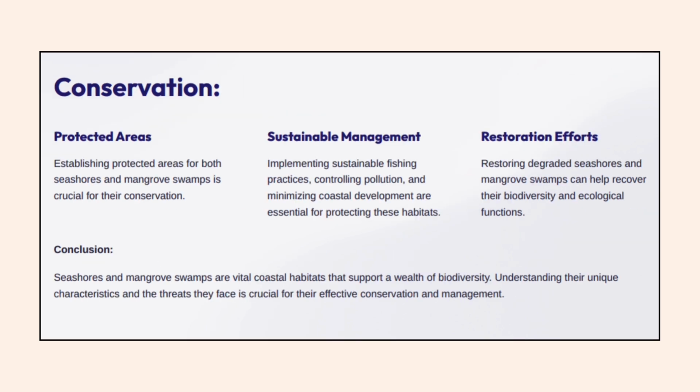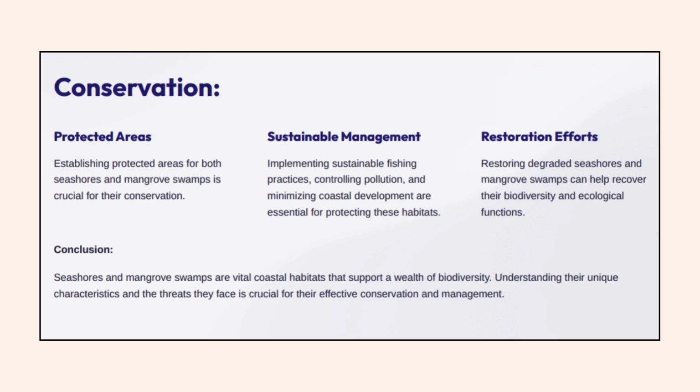Alright, so how do we conserve these habitats? Of course, protected areas. Establishing protected areas for both seashores and mangrove swamps is crucial for their conservation. Sustainable management. Implementing sustainable fishing practices, controlling pollution, and minimizing coastal development are essential for protecting these habitats. In restoration efforts, restoring degraded seashores and mangrove swamps can help recover their biodiversity and ecological function.